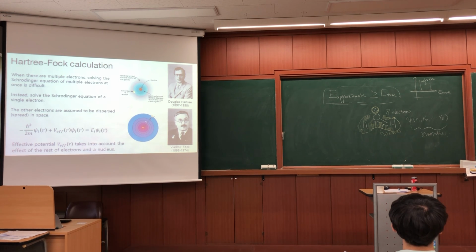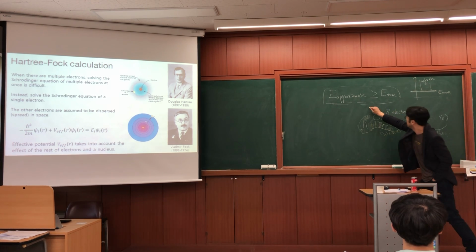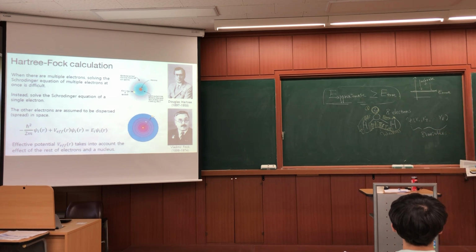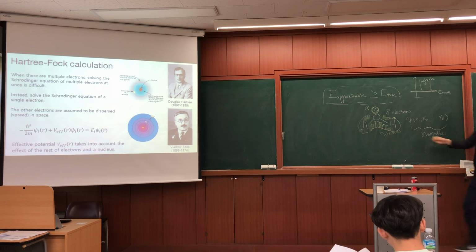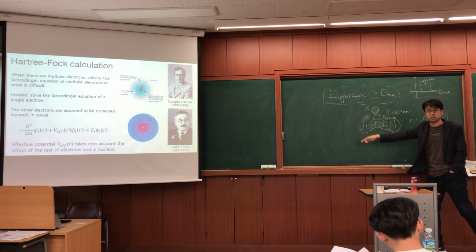So let's assume that we are solving the Schrödinger equation of electron number 1. And here the EFF means effective potential. Effective potential means that electrons number 2 to number 8 are included here. We're just including them as a cloud. They're spread over.